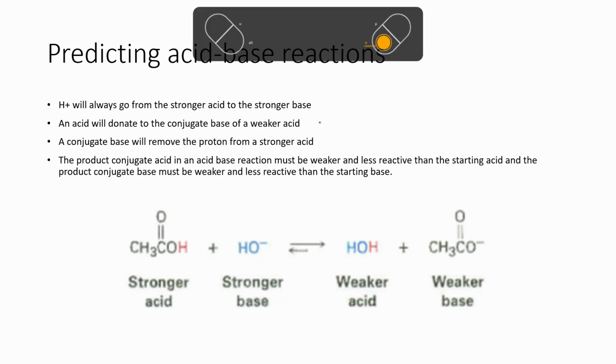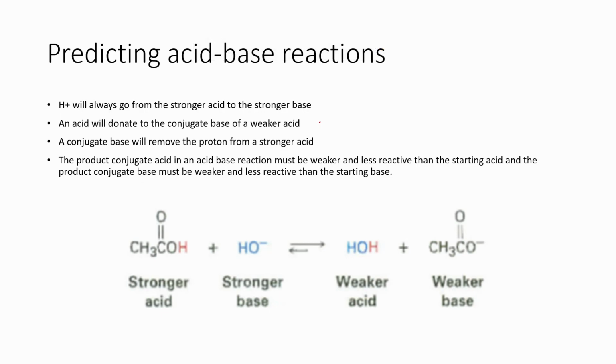So move to writing. Next, a conjugate base will remove the proton from a stronger acid. So again, this is our conjugate base and this is our acid. Also acid. This is stronger. This is weaker. So what will happen is water, when acting as a base, will not give to its conjugate base, since the conjugate base will get the hydrogen from a stronger acid.